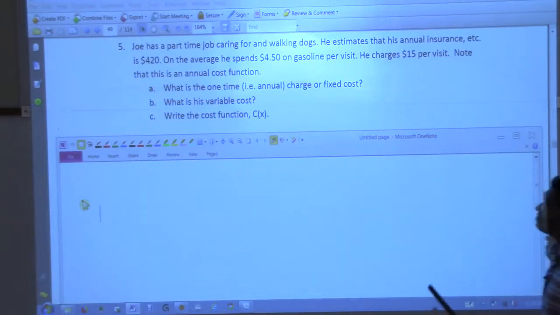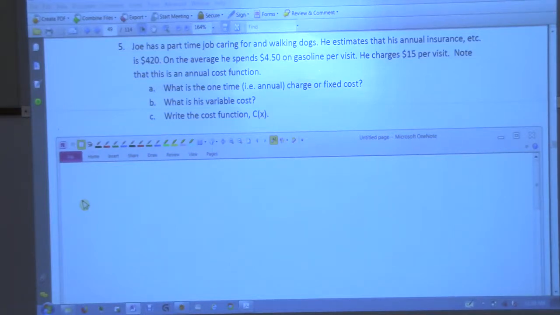I'll read it. Joe has a part-time job caring for and walking dogs. He estimates that his annual insurance, etc., is $420. On average, he spends $4.50 on gasoline per visit. He charges $15 per visit. Note that this is an annual cost function. So there's a lot going on here. It's a lot more complicated than the problem we just did because we have a lot of numbers in here. So the first question is, what is the one-time annual charge or fixed cost?